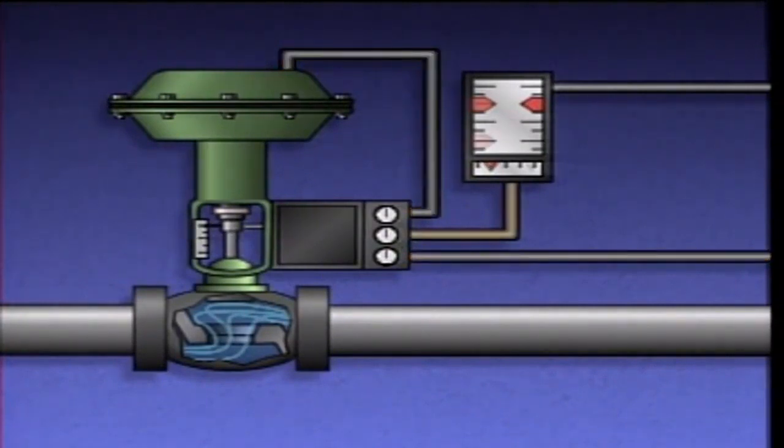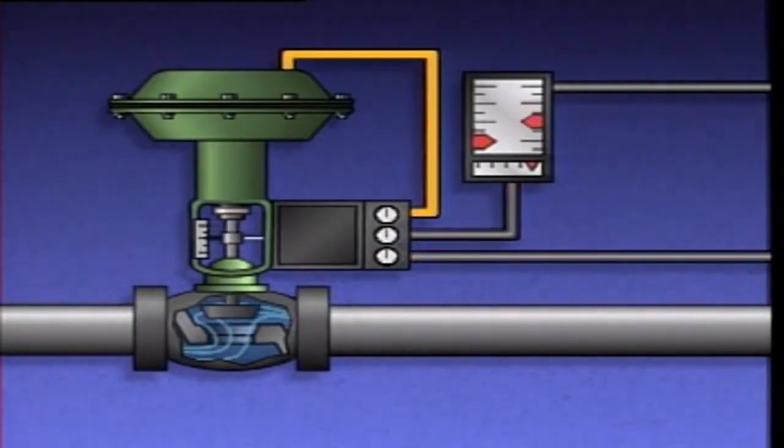When the controller sends a signal to close the valve, the positioner receives the signal and converts it to the appropriate air pressure using this air supply. This pressure is then applied to the actuator to close the valve.